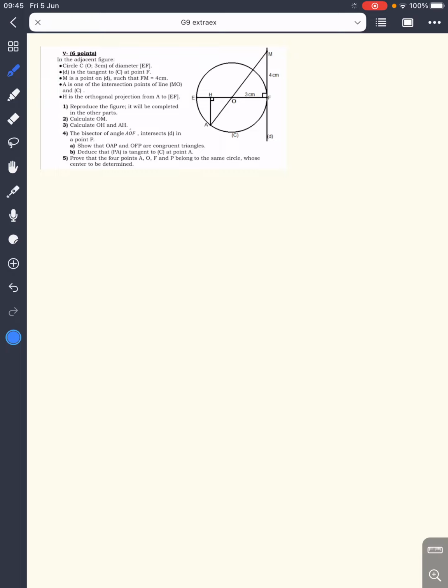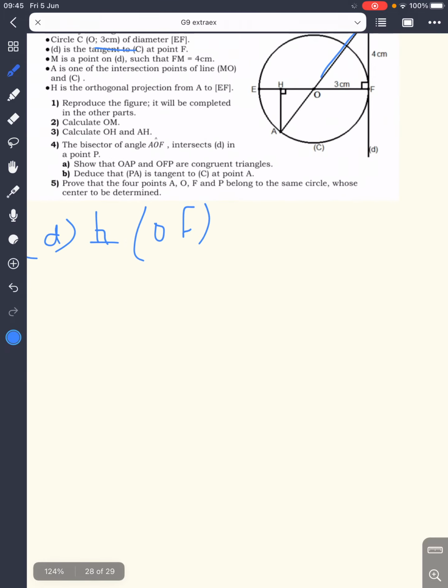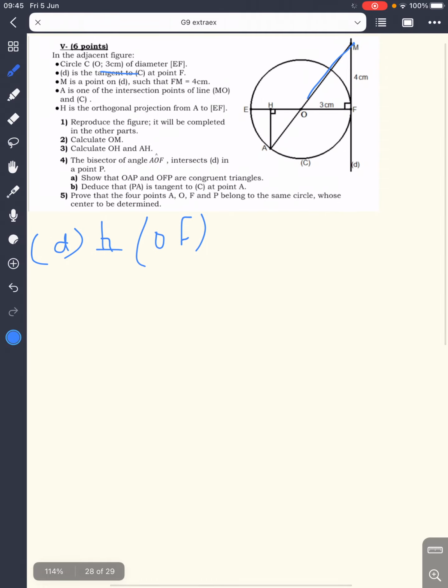Now part 2. Calculate OM. Its length is how much? We know that OFM is a right triangle. We said that it's a tangent. Since it's a tangent, I can say that D is perpendicular to circle C, to the tangent of circle C. So D is perpendicular to OF, that means angle MFO equals 90 degrees.